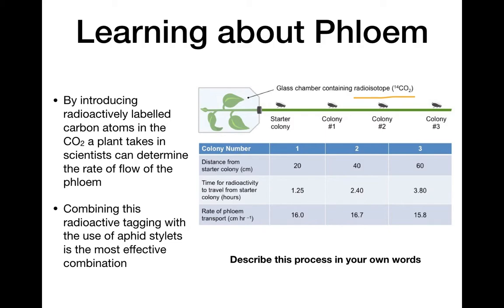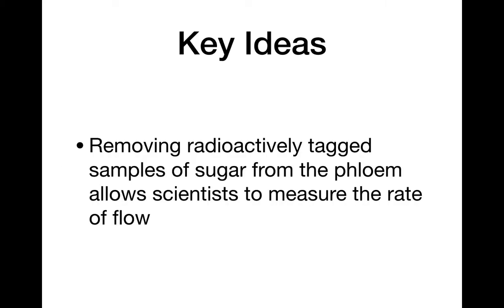And this is a really interesting and cool experiment using this biological technology of the aphid stylets, using radioactively tagged carbon to track this. Just like when Calvin did his experiment with lollipops, using multiple different experimental design techniques, the same thing is happening here. So the key idea from this part of the lesson is that removing radioactively tagged samples of sugar from the phloem allows scientists to measure the rate of flow. And rate of flow differs quite a bit between different species, so it's a really interesting factor to analyze.